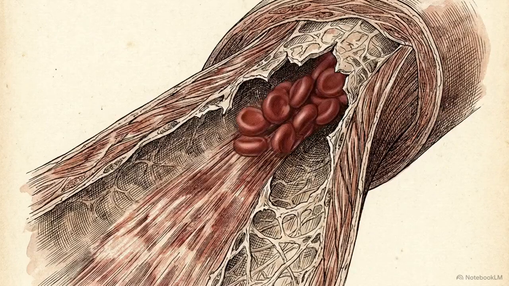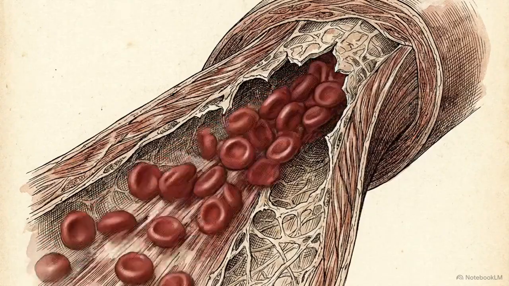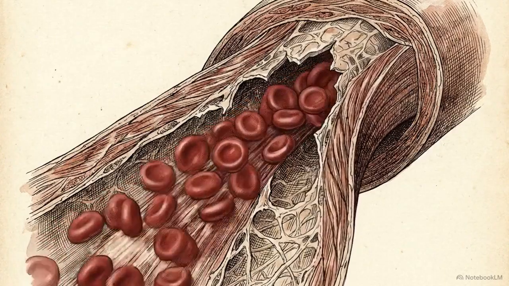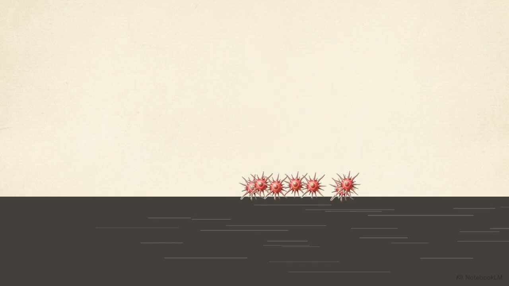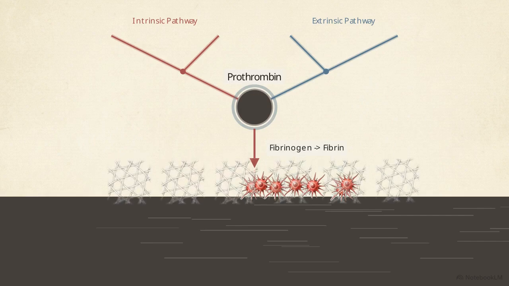The repair sequence begins the millisecond an injury occurs. Physical disruption of the vascular endothelium triggers immediate local vasoconstriction, exposing the subendothelial extracellular matrix. That exposed matrix acts as a chemical magnet. Platelets rapidly adhere, activate, and degranulate, releasing growth factors like TGF-beta, PDGF, and VEGF. Diffusing outward, these initiate chemotaxis and angiogenesis. Simultaneously, the coagulation cascade activates, converging on prothrombin, converting fibrinogen into a cross-linked fibrin mesh.